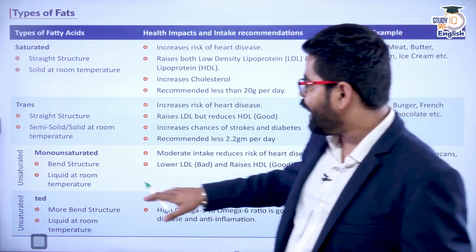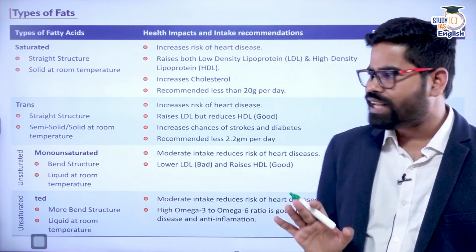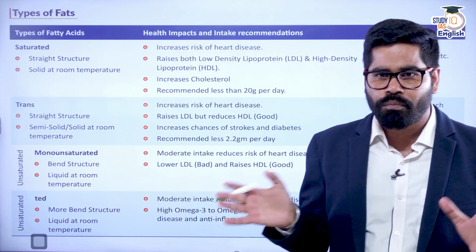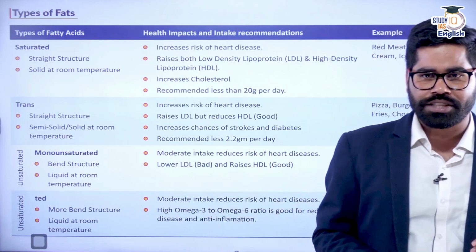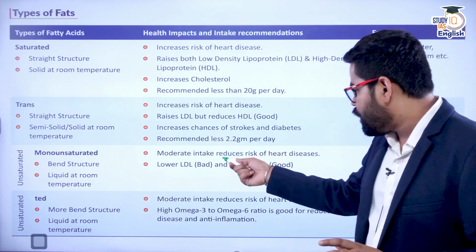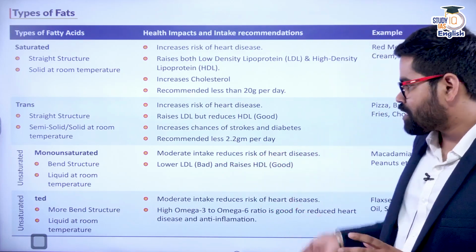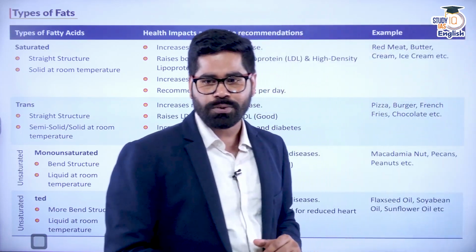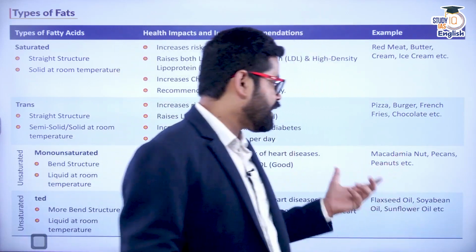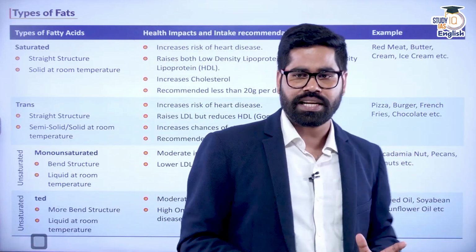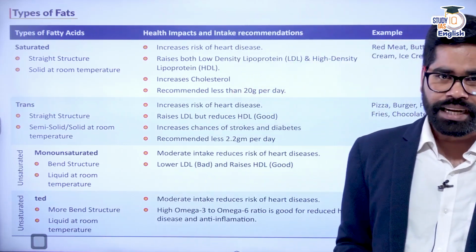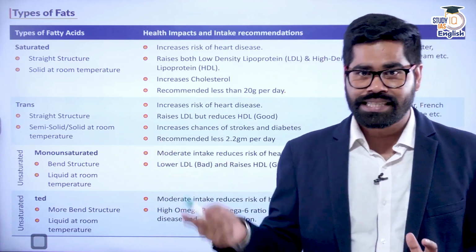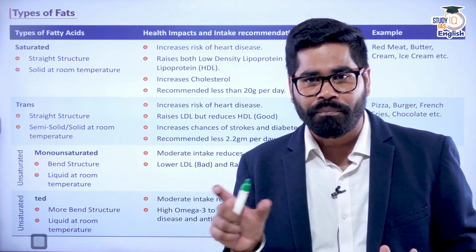Then we have monounsaturated fats, which you can also call unsaturated fats. If there is a moderate intake of these, it reduces the risk of heart disease. They lower the bad cholesterol and increase the good cholesterol. The sources are peanuts, macadamia nuts, and pecans. They are the sources of monounsaturated fats, and they are considered good for our health if taken in moderate amounts.